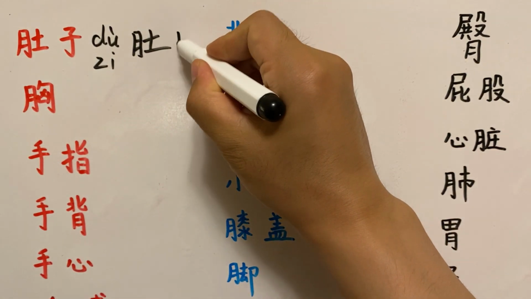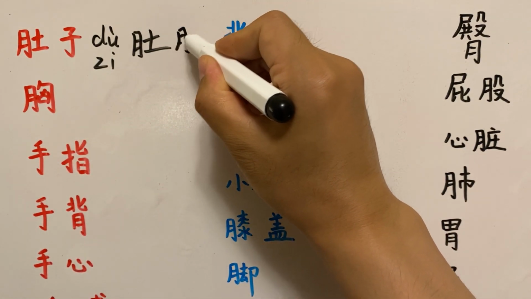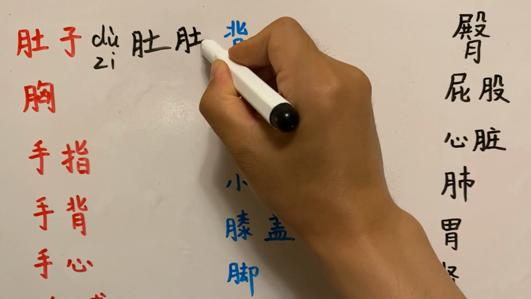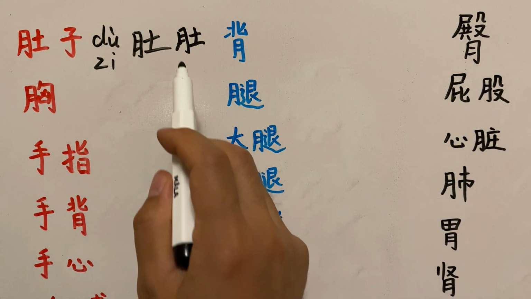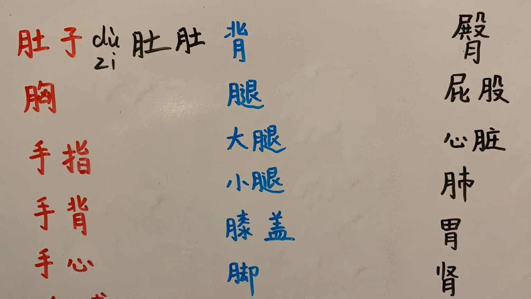Right, so I'll write this 肚 again. The right part of 肚 is another Chinese character, 土. It means dirt. 土, 土地, the earth. But I believe it has nothing to do with belly. It just gives the sound of the character.